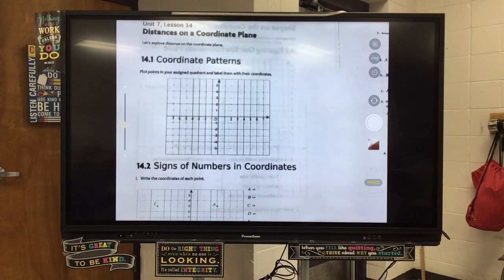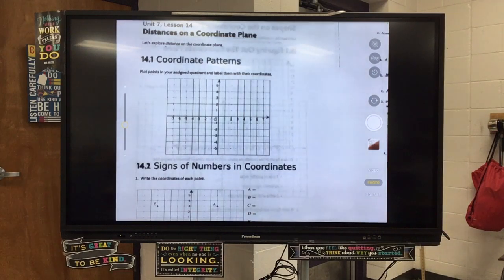All right, so for your warm-up today, it says plot points in your assigned quadrant and label them with their coordinates. I'm going to give each table a quadrant, and as a group, you guys are just going to pick two or three points, and you're going to plot them. Okay? Make sense? Any questions?